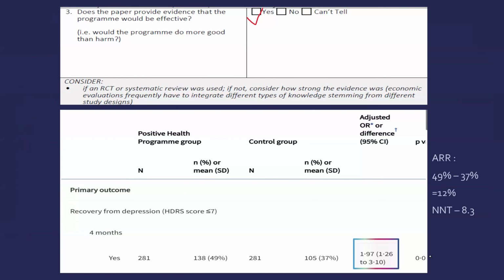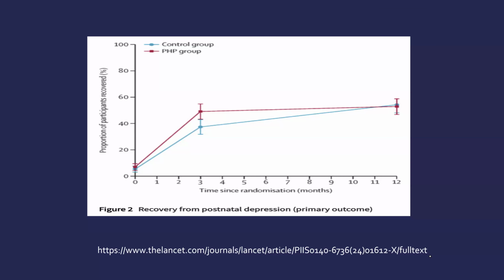Does the paper provide evidence that the program would be effective? This was taken from the previous RCT, which had shown a positive outcome. The odds ratio was 1.97 with a confidence interval between 1.26 and 3. The absolute reduction rate was 12%, number needed to treat 8. So this was a positive outcome study, and they took it from there. This is where they assessed the primary outcome, which showed benefit, but they followed up for 12 months, which is the horizon for now.